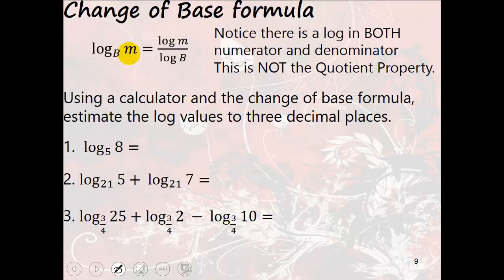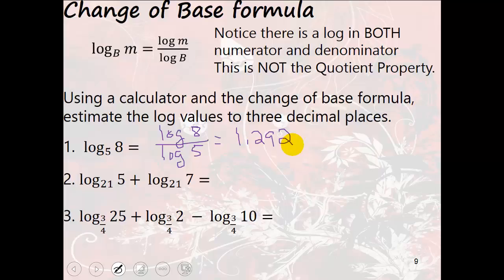Okay, using a calculator and the change of base, estimate the log values to 3 decimal places. So this is going to be log base 10 of 8 over log base 10 of 5. And notice that this is not the quotient property. Notice that I'm taking a log and I'm dividing it by a log. So you want to be careful to close off those parentheses in the log. So I'm going to hit log 8 and that parenthesis, hit the division sign and hit log 5 and hit that end parenthesis, and I get 1.292.